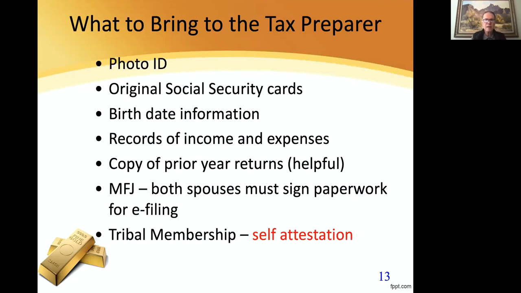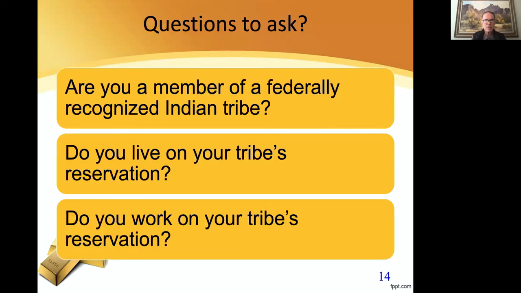So we had this slide. The only reason I wanted to put this in, we're telling the members of the tribe things that they need to bring in. The thing that I want you to remember is when you ask them, do you belong to the Navajo tribe? Do you belong to the Hopi tribe? Do you belong to the Tohono O'odham tribe? It's self-attestation. We don't need to see a tribal membership card. If they say they are, then that's the end of it. So these are the three questions you want to ask time and time again if you deal with this. Are you a member of a federally recognized Indian tribe? Do you live on your tribe's reservation? And do you work on your tribe's reservation? Those conditions, if met, can mean that your income gets excluded from Arizona.